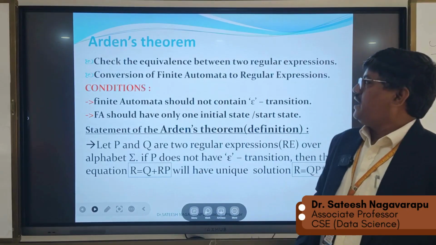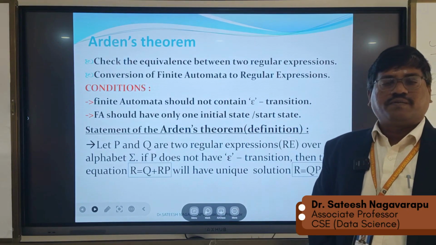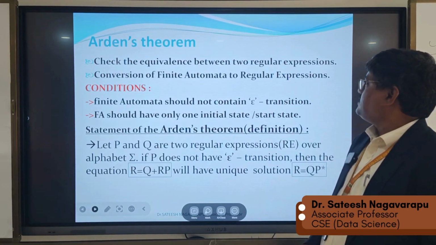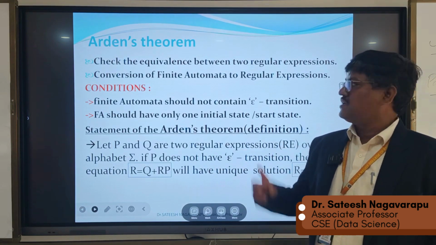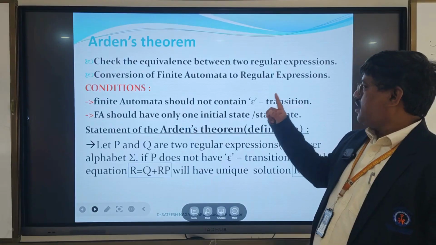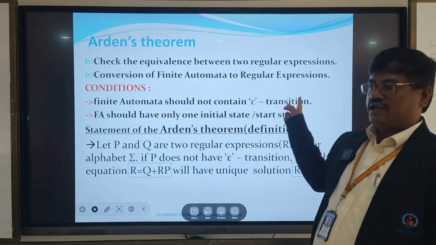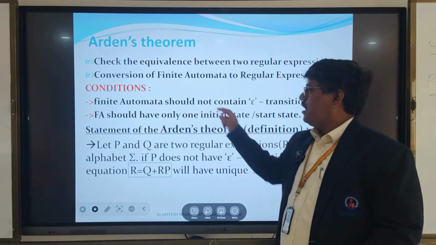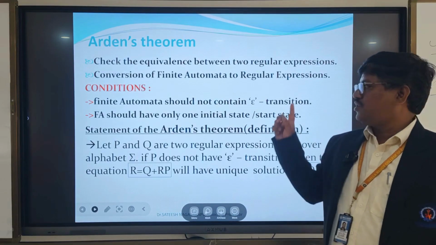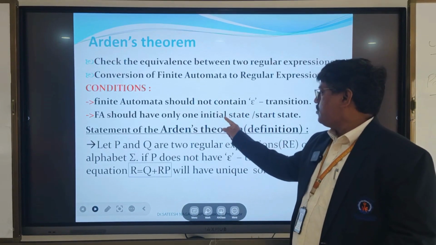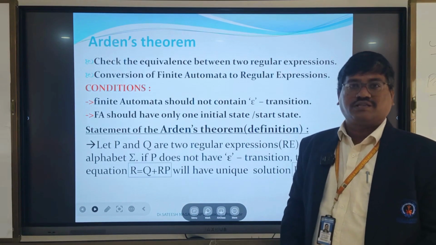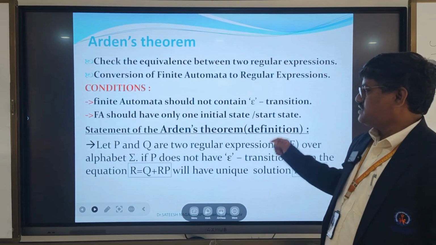The first is Arden's theorem. There are two things you need to remember. When you go with Arden's theorem, the first is equivalence: two regular expressions should be equivalent, and second is automata theory: a finite automata you need to convert into a regular expression. There are two conditions. The finite automata should not contain any epsilon, that is the first point, and the finite automata should have only one initial state. It should not contain multiple initial states. That is the second point.